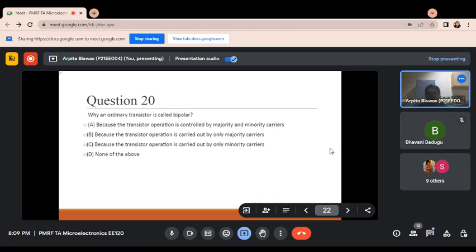So this is question number 20. Why is an ordinary transistor called bipolar? The first option is because the transistor operation is controlled by majority and minority carriers. The second option is because the transistor operation is carried out by only the majority carriers. The third option is because it is carried out by only minority carriers, or option D, none of the above. So what is the right answer? A will be the correct answer, both majority and minority carriers. Okay. Anyone else?